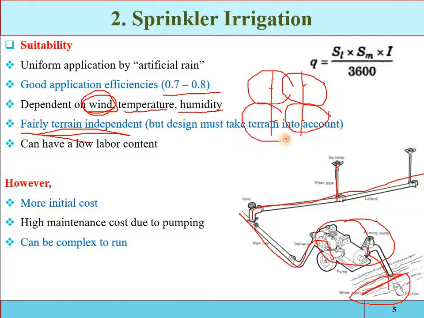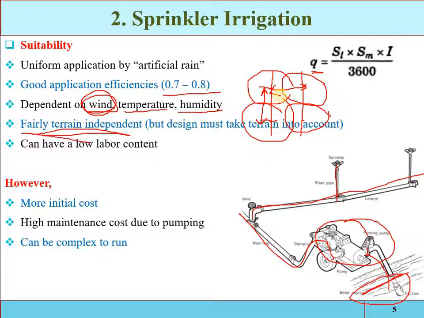So what discharge will be required by the individual sprinkler? That is the Q. Q is the discharge by the individual sprinkler. SL is the spacing between the sprinklers along the lateral, and SM is the spacing between the sprinklers at two different laterals. One is the SL and another one is the SM.